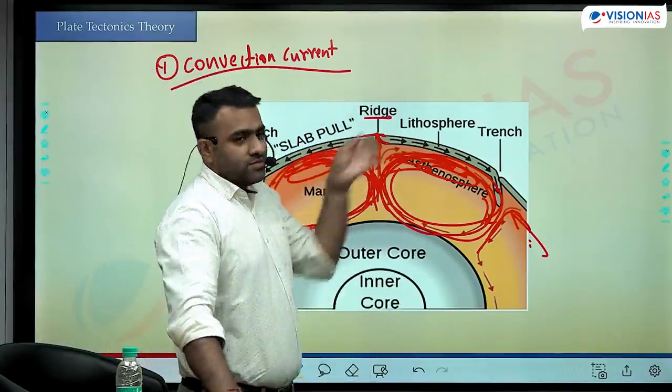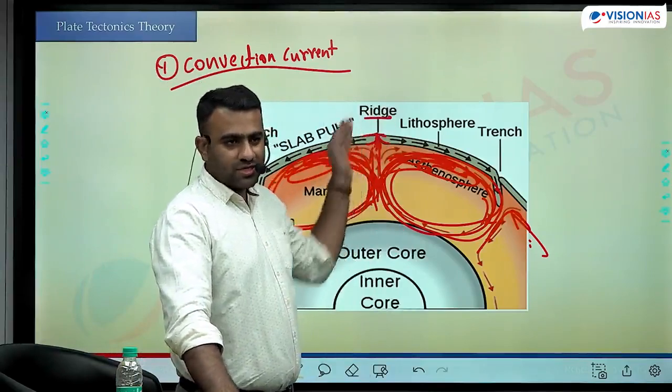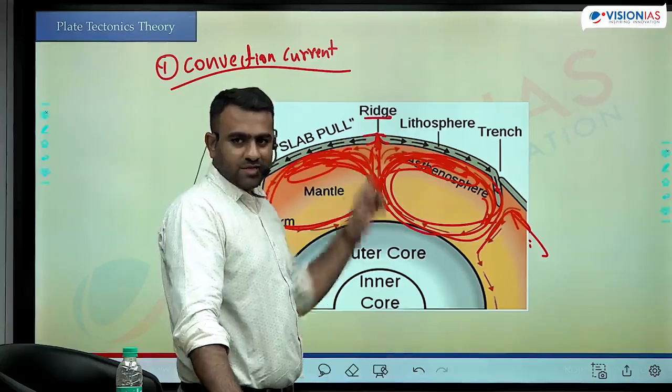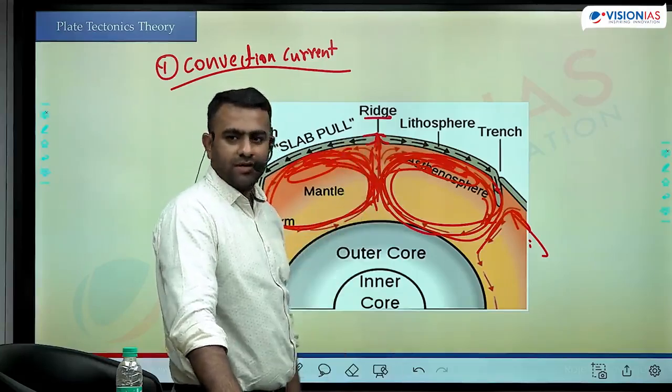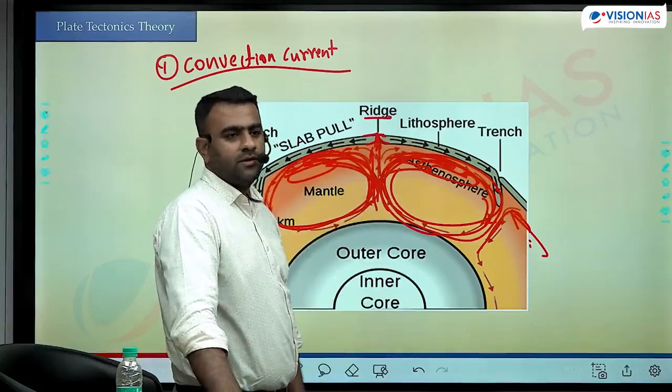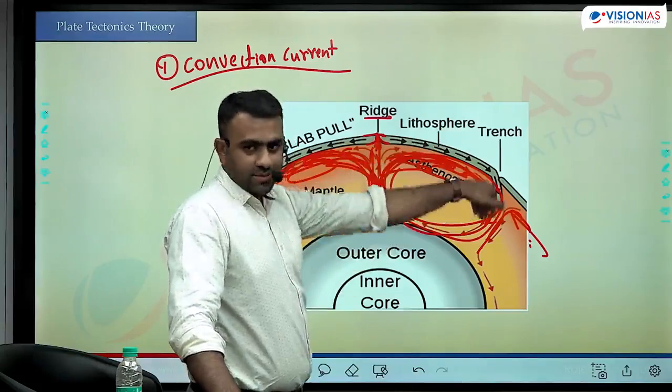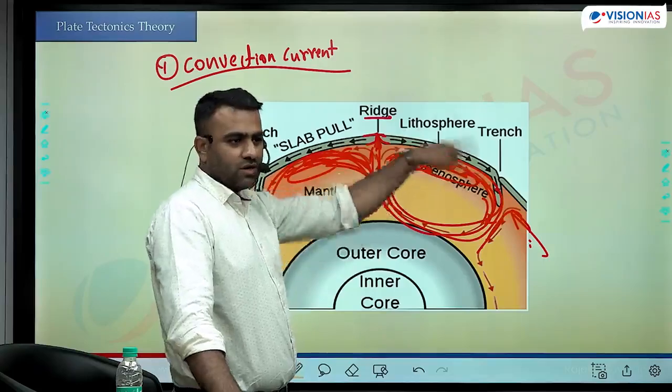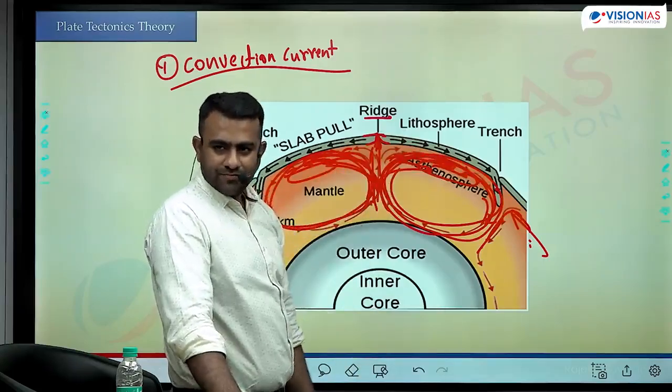Wherever they rise, there you see the cracking. If there is an oceanic crust here, it causes ocean-ocean divergence. If there is a continental crust here, it causes continent-continent divergence. Simple. Wherever they converge, it causes subduction. Ocean-ocean convergence, ocean-continent convergence, continent-continent convergence.